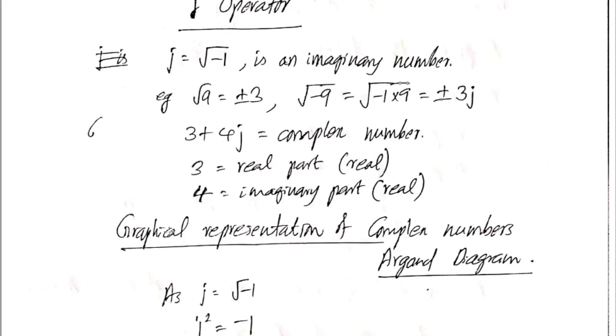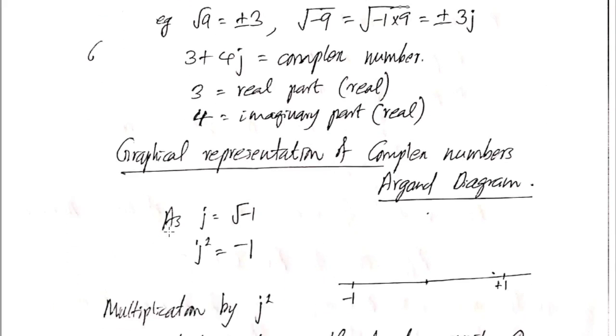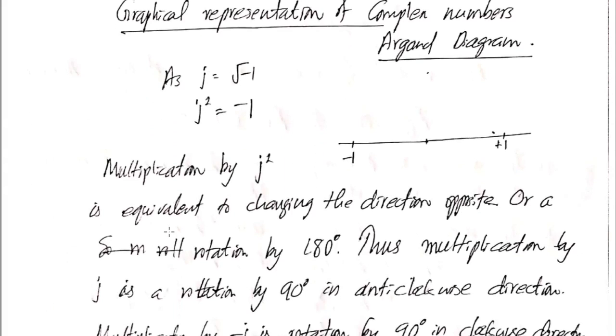Now the complex number can be represented graphically by using a diagram called the Argand diagram. As j is equal to plus or minus square root of minus 1, j square will be equal to minus 1. That is, j into j will be minus 1. So multiplication of a quantity by j square is equivalent to multiplying it by minus 1.